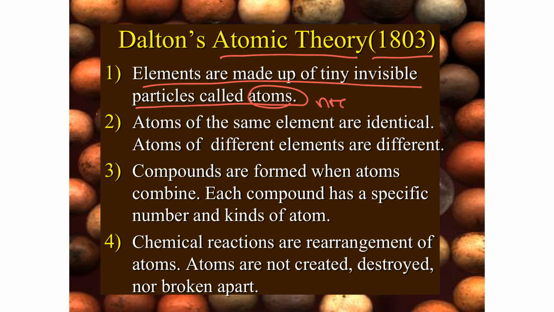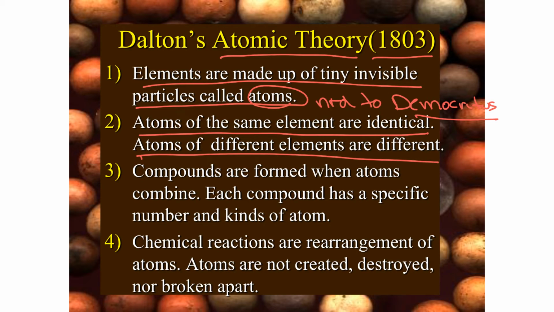So this was a nod to Democritus, because Democritus was the guy who came up with this name, even though he couldn't test it. So that was really cool that he called these things atoms after Democritus's idea 2,000 years ago. John Dalton said atoms of the same element are the same, and atoms of different elements are different. So some of these things are still true with our theory today, but some of them are not. You'll see in a minute.